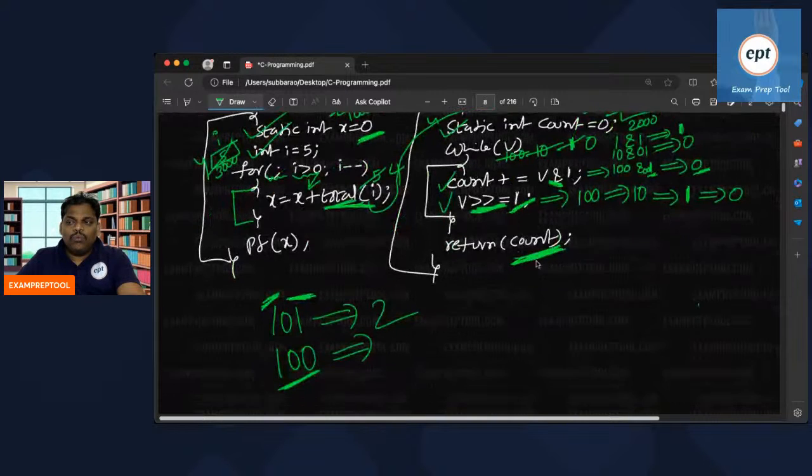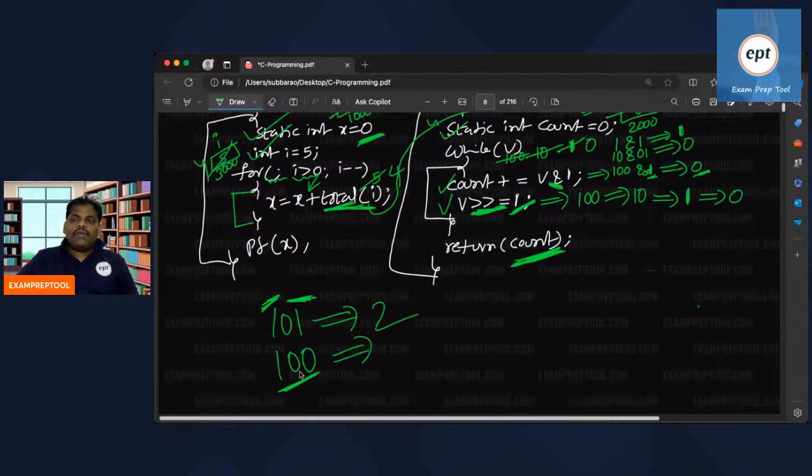Return count. Remember, whenever I send 1, 0, 0, what it will do is, previously 2 ones were there, so 2. Now one more 1 is there. Previous ones and this one combined, 3 will be sent. So remember, now see the answer.